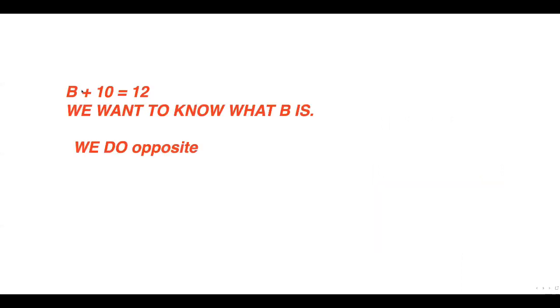All right, so here, as we said, it can be any letters. So we have B plus 10 equals 12. So we want to know what B is. So we will do the opposite. Okay, so we have 12. Now the opposite of plus 10 is minus 10. Okay, 12 minus 10 equals 2. So we know that B equals 2. 2 plus 10 equals 12.